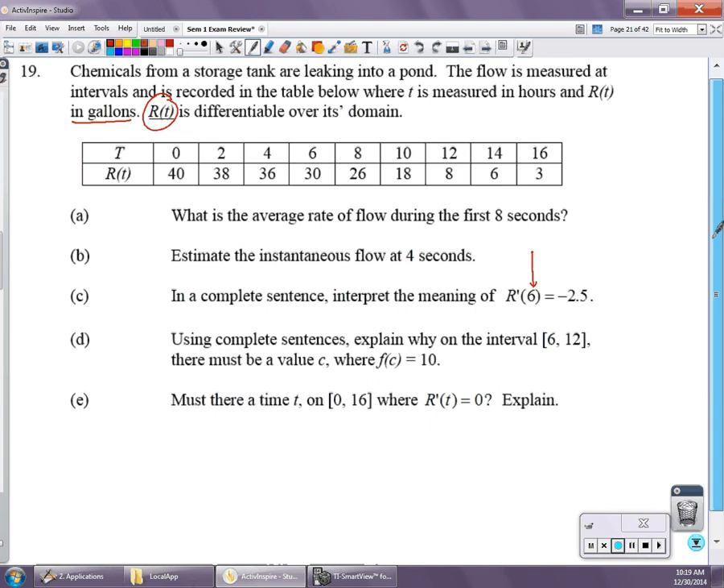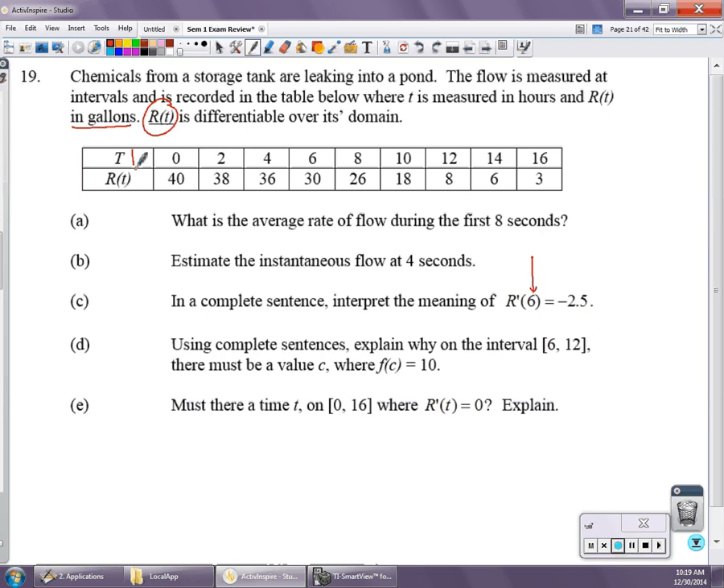Does it tell me the time? Hours. So T is in hours, and R of T is in gallons. So whatever's happening is happening at 6 hours. I noticed that the sign of the derivative is negative, so something is decreasing. So we want to ask ourselves, what was this problem measuring? It was measuring chemicals that were leaking.